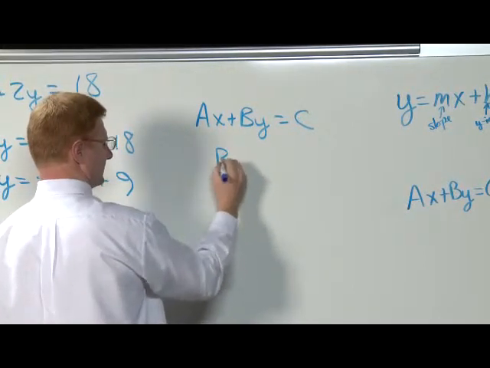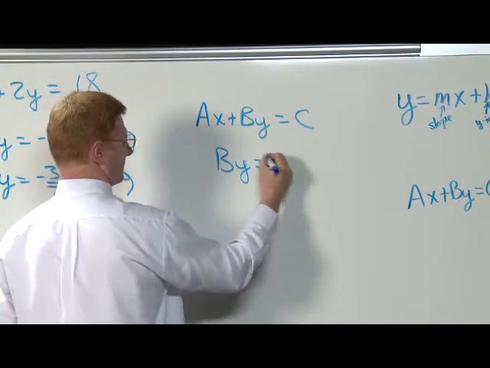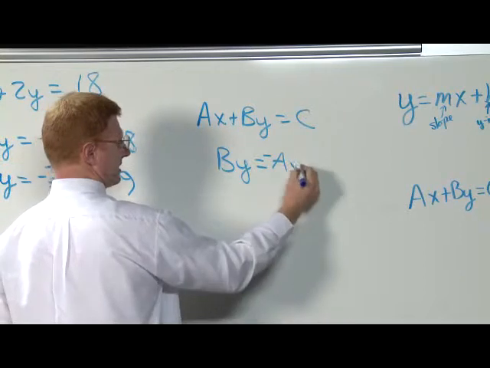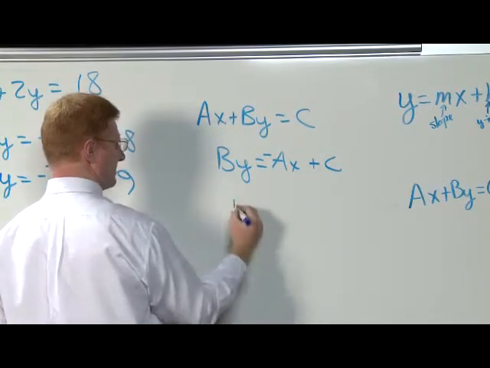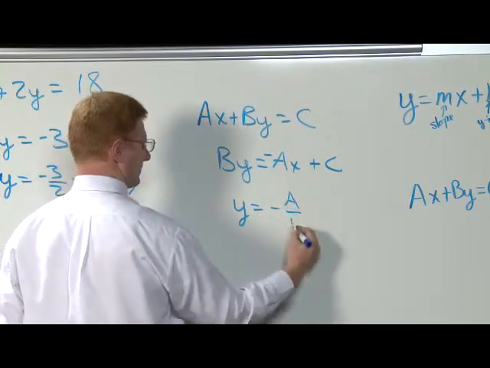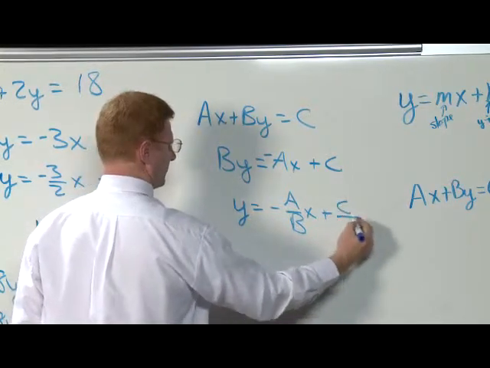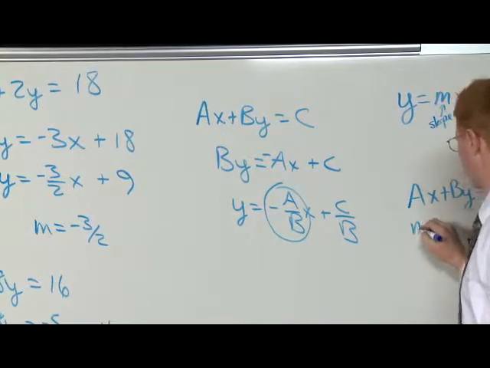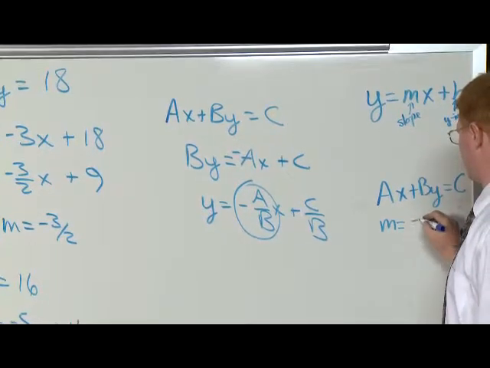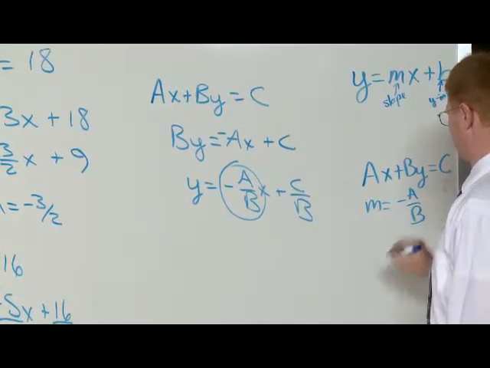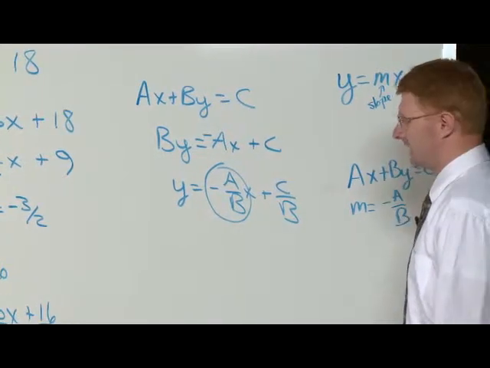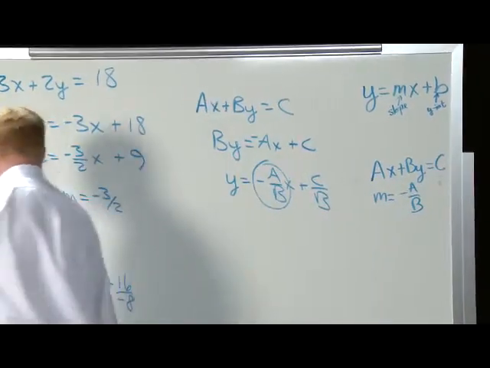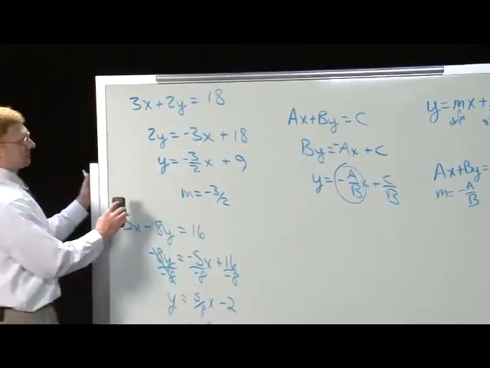Subtract the ax. Notice that minus sign pops up. And divide by b. The slope will always be, I say, over b. Now you may ask, why in the world does this help us? Let's do a couple of examples.